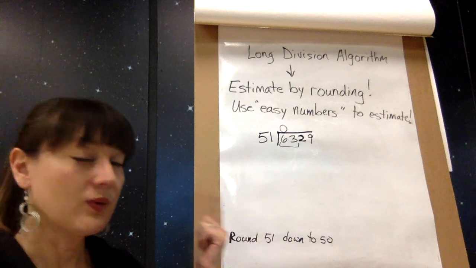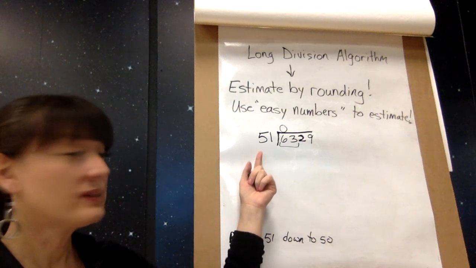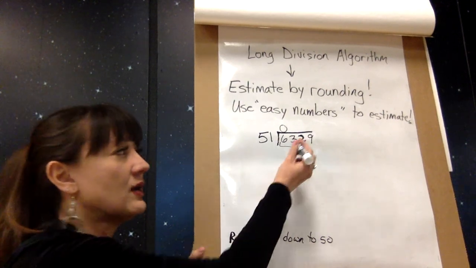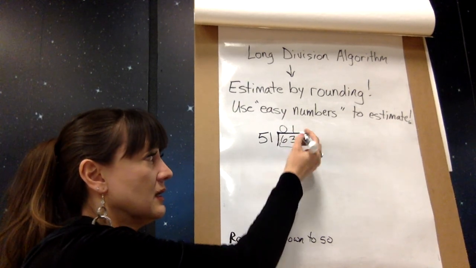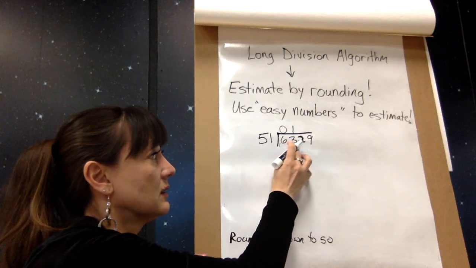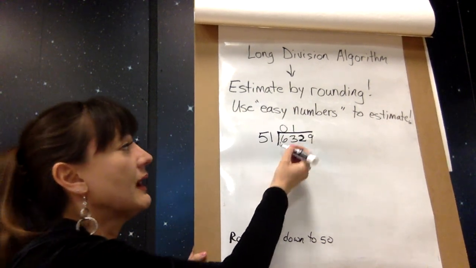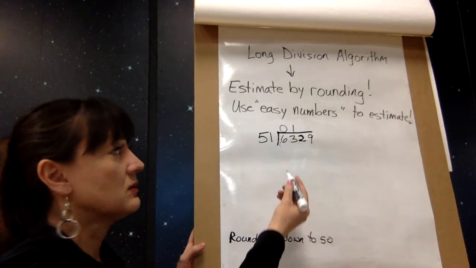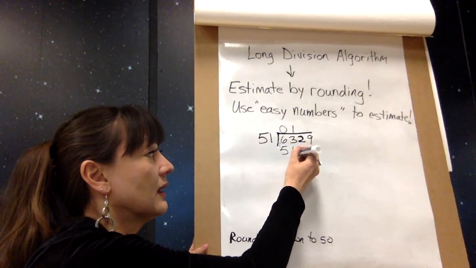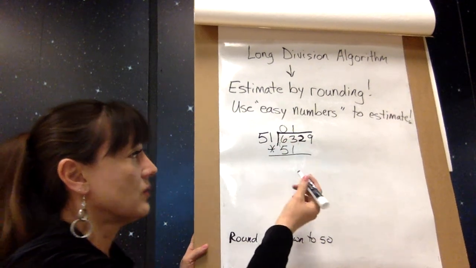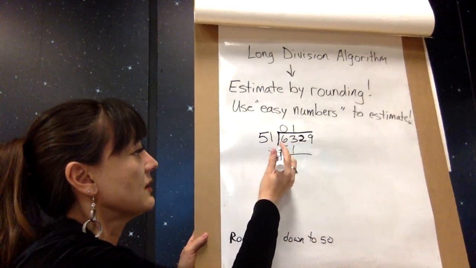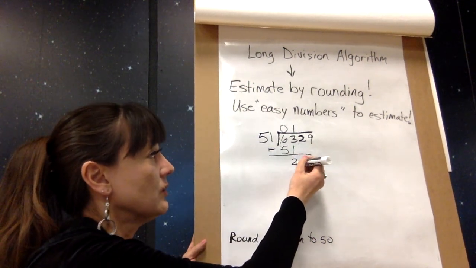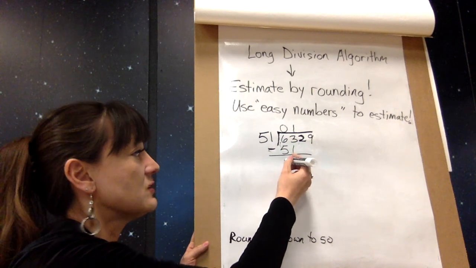And now we're going to go ahead and look at the next unit, which is 63. And when I estimate, I know 50 times 2 is 100, so that'll be too big for 63. So I'm going to go ahead and put a 1 in the quotient bar there, and then I'm going to multiply. So 51 times 1 is 51. Then I'll go ahead and do the standard subtraction algorithm. So 3 minus 1 is 2, and 6 minus 5 is 1.